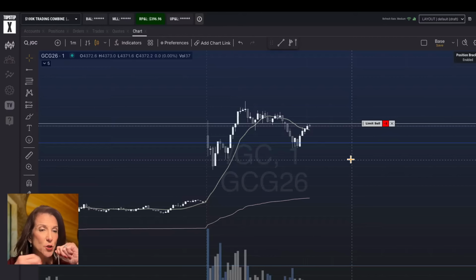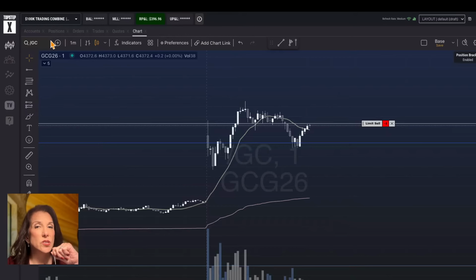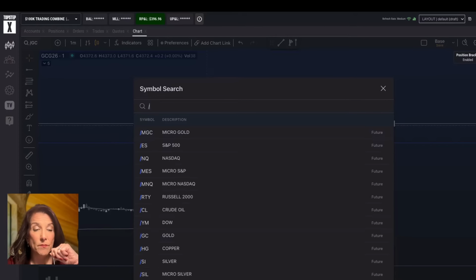If your silver trade gets picked up, where would you put your stop? That's a great question. Let's go here.